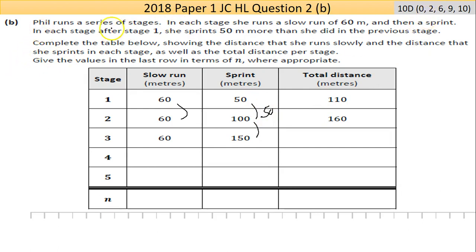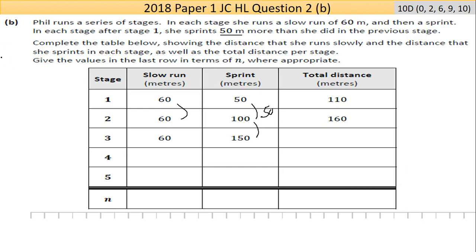But let's read what's going on and actually figure it out. Phil runs a series of stages. In each stage she runs a slow run of 60 meters and then a sprint. In each stage after stage 1, she sprints 50 meters more than she did in the previous stage. That's the sprint here, so it's going up by the 50 meters. Now we've identified that and we've linked it, so no part 2 should still be in play.